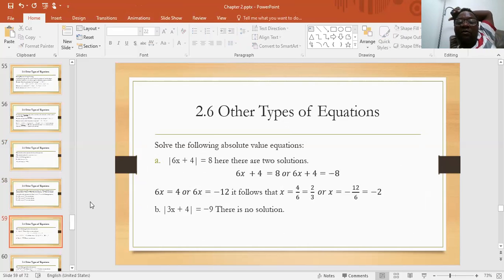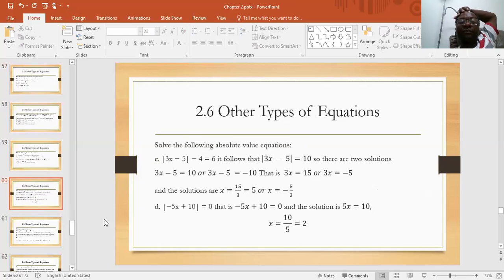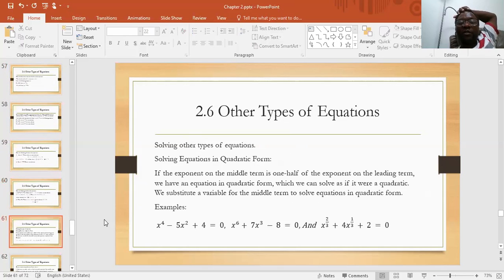And look at this example. If we have |6x + 4| = 8, we can write it to mean 6x + 4 = 8 or 6x + 4 = -8. Then we solve both equations to get x = 2/3 or x = -2, by solving each of these linear equations. That's how you solve equations involving absolute values. I'm going to skip this.